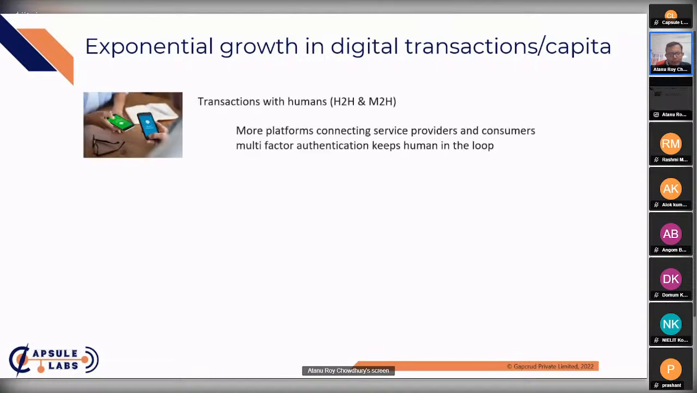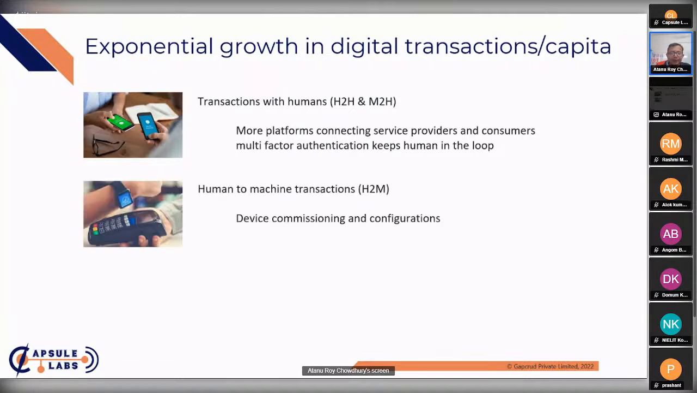Not only that, we are doing these human-to-human transactions, and we are doing machine-to-human transactions as well, because more and more platforms are connecting service providers and consumers. We are having these multi-factor authentications which are keeping humans in the loop. So we are seeing a lot of these human-to-human transactions, as well as the emergence of human to machine transactions.